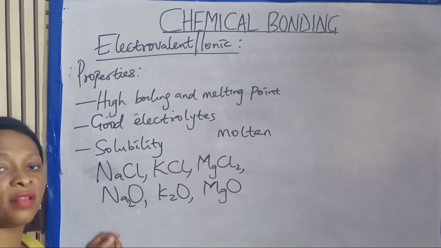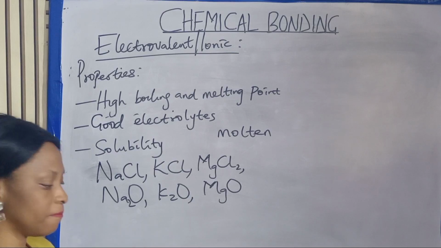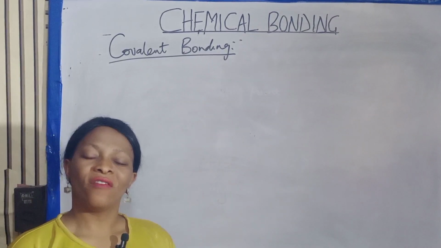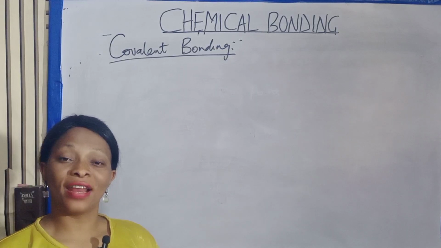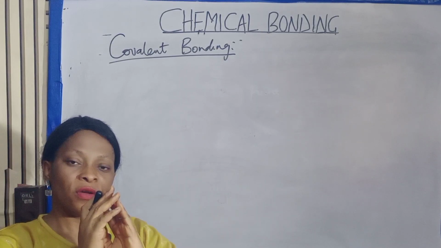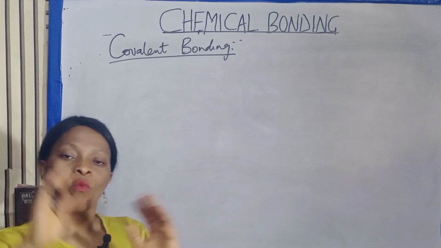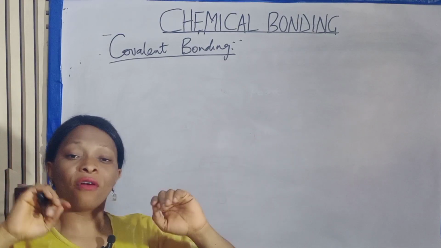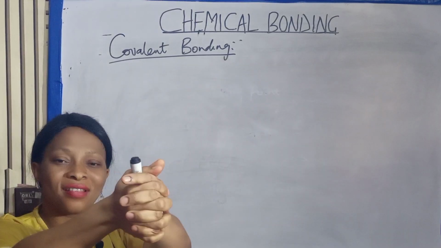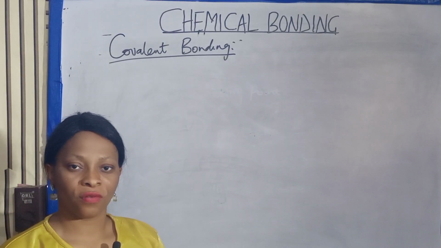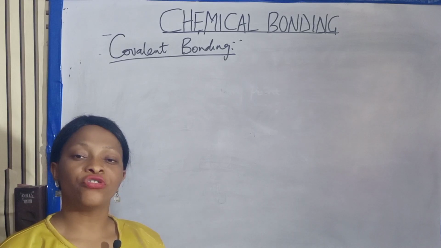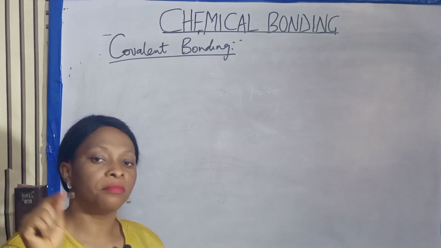Now let's move to the next type of bonding. Okay, so we look at covalent bonding. In covalent bonding, there is a sharing of electrons. Unlike in electrovalent, where one gives to another, in covalent, they don't give, they share. They collaborate. There is a sharing of electrons between the two atoms, and it usually occurs between non-metals.